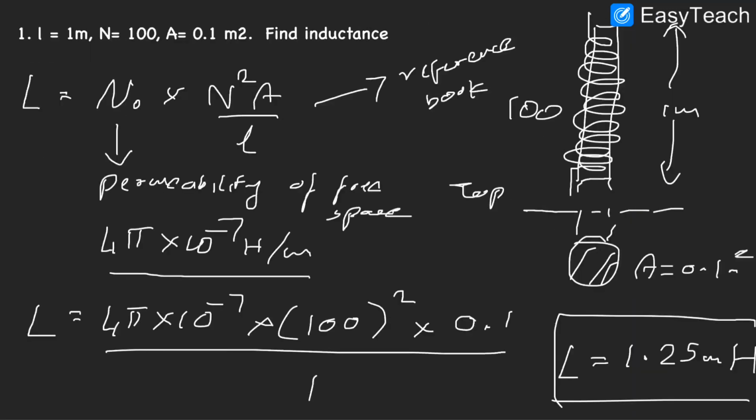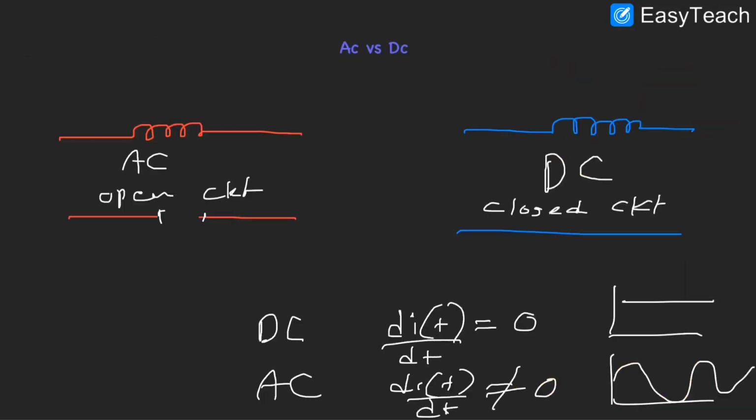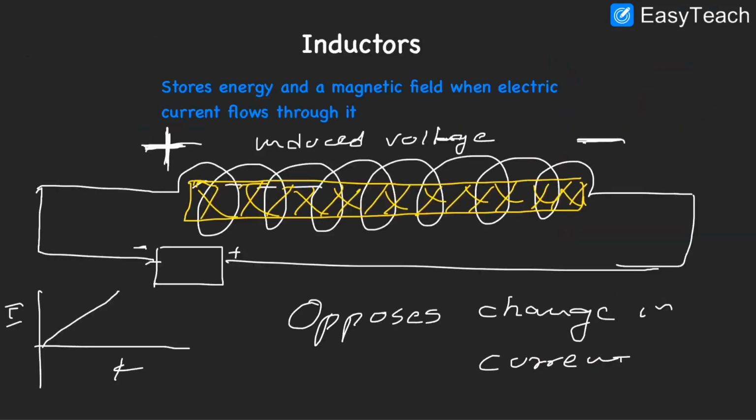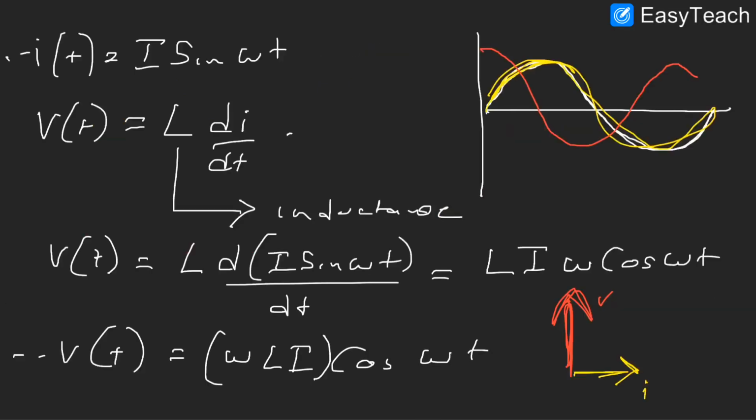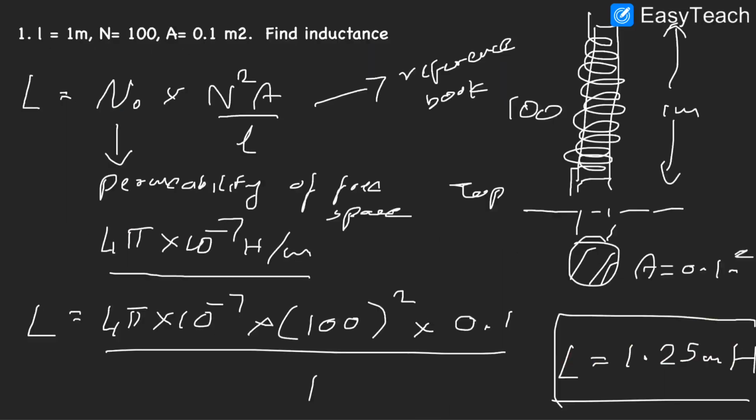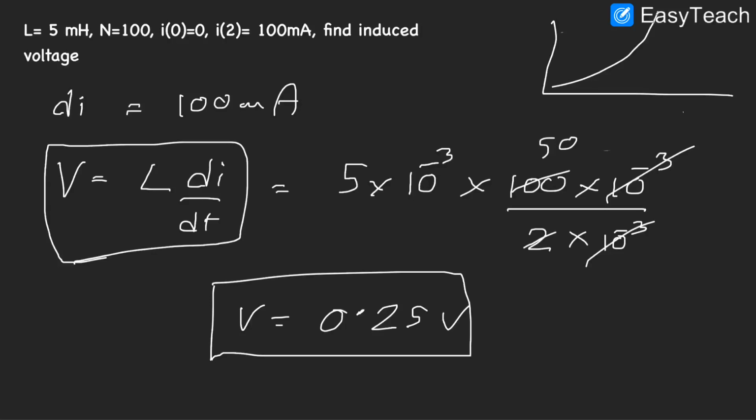So let me go back to this slide right here. So we have an inductor. It opposes change in current, and it does so by converting the electric current flowing through it into magnetic field lines. So when the current flows in a circular pattern, it's going to create magnetic field lines and also an induced voltage. And because of this, the inductor is going to store some energy, and that energy is given by this formula.